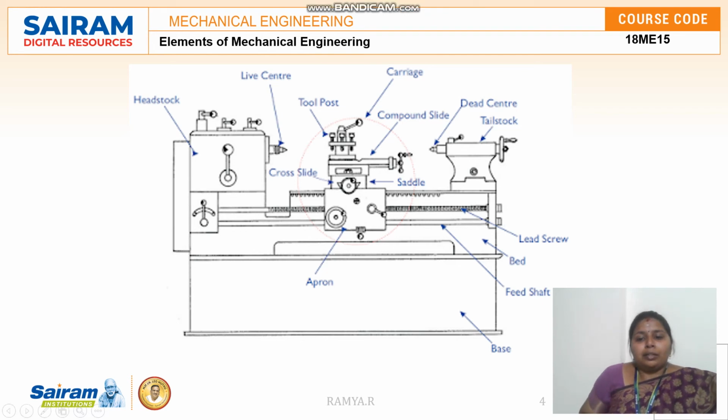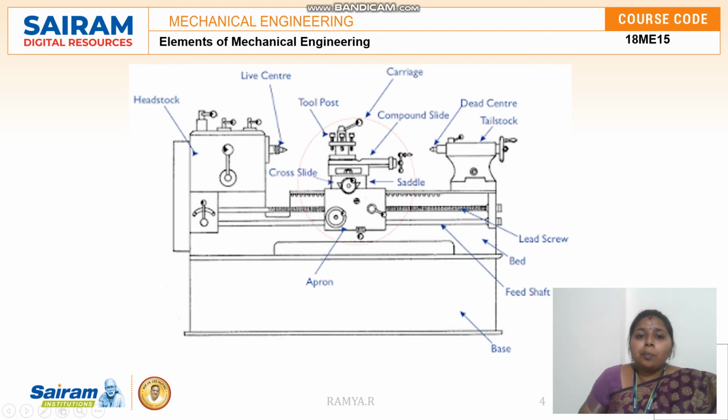So the base is an important part in this lathe machine. Not only in the lathe but any kind of machine, the base plays an important role because it supports the entire system. So the bed should be the base and the bed should be made up of a strong material. They are using some high strength materials like gray cast iron.